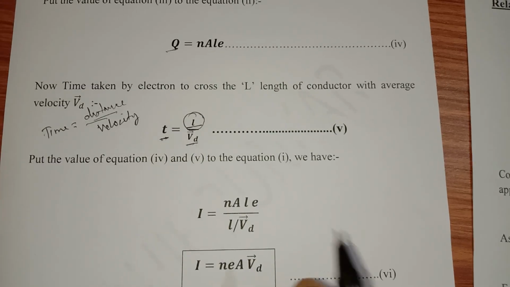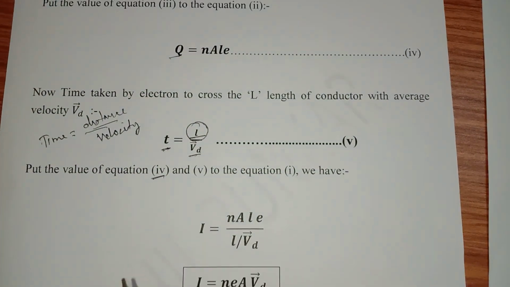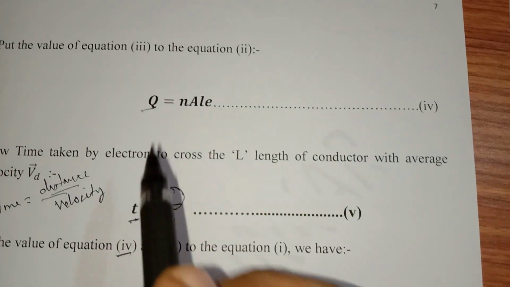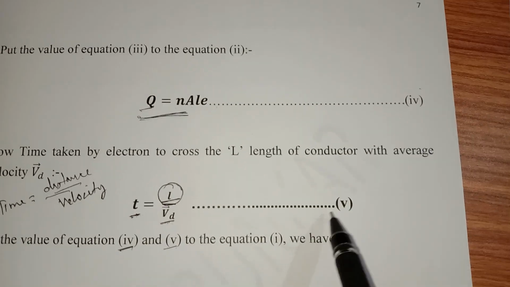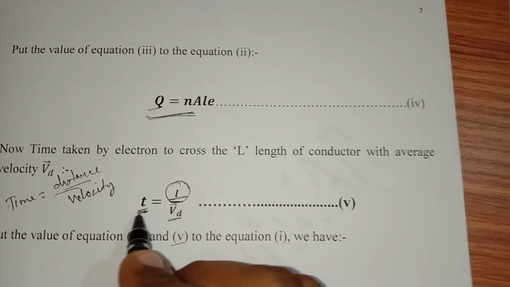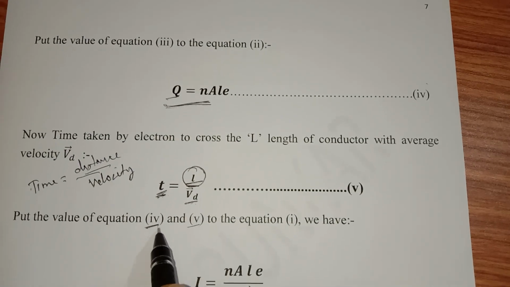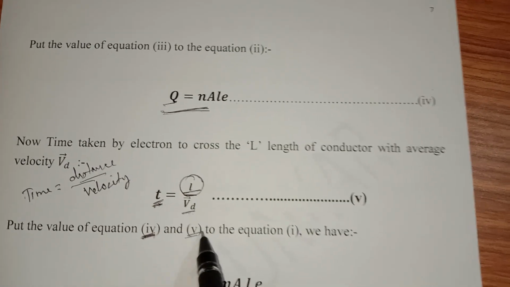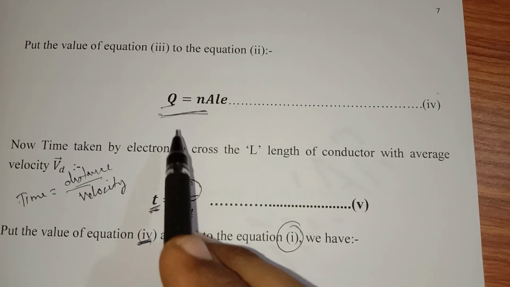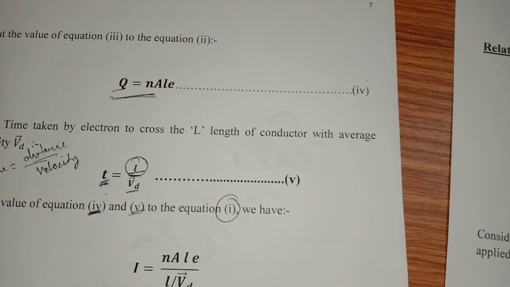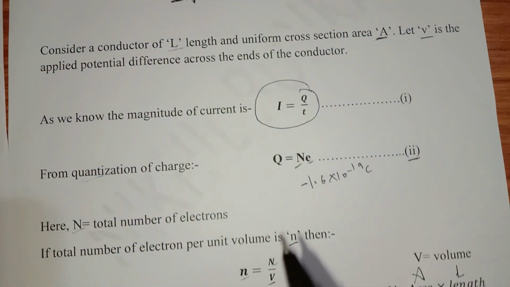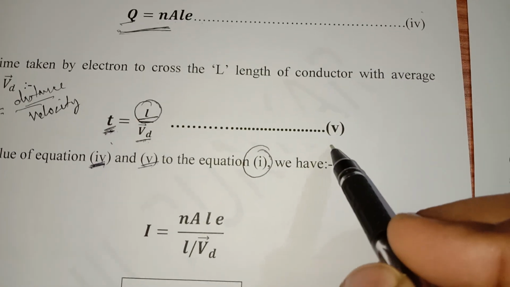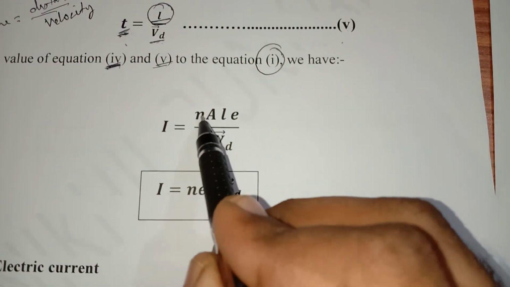Now put the value of equation 4 into equation 5. As we can see, from equation 4 the value of Q is given, and in equation 5 the time is given. So now we put the values of Q and T in equation first, that is I equals Q by T. In the place of Q and T, we put the values from equations 4th and 5th. So the next term becomes nALe.